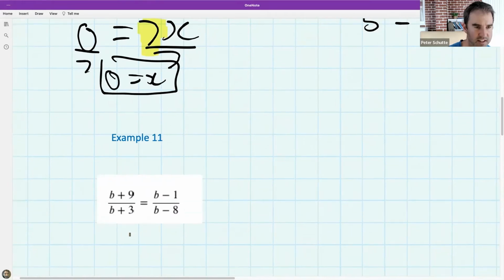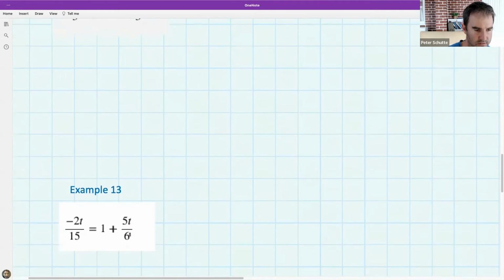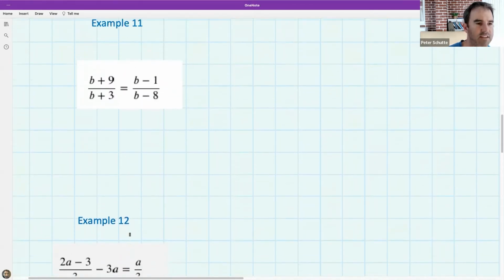Let's do another. Actually, that's a little bit hard. Let me find, let's see if we can find one that's a little bit easier. Okay, let's give this a go.